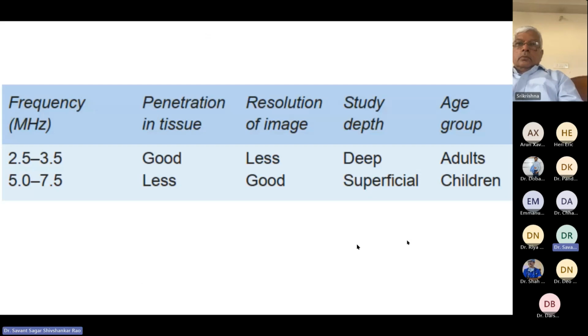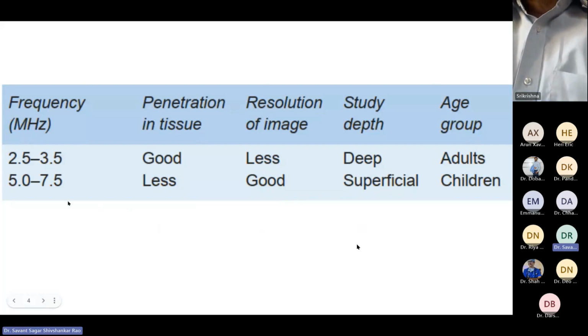Since wavelength and frequency are inversely related, the higher the frequency of the ultrasound, the shorter the wavelength. So the shorter the wavelength, the higher the image resolution and the lesser the penetration. Therefore, the high frequency probe, that is 5 to 7.5 megahertz, provides better resolution when applied to superficial structures and is therefore used in children.